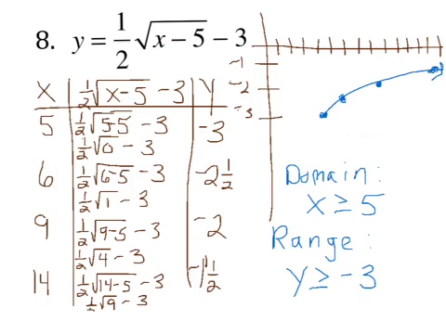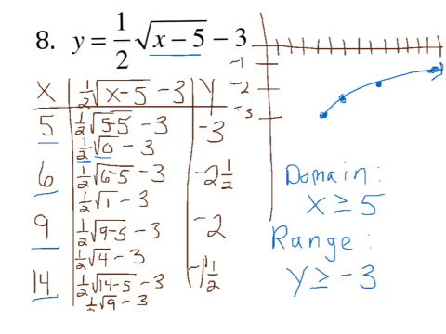This last graph was pretty tough too, because we had to deal with some fractions. So again, we have an x minus 5 inside the square root. So we want to make sure we pick numbers that will make the square root equal 0, 1, 4, and 9. Then make sure that you do the square root of the number, multiply it by a half, and then subtract 3.